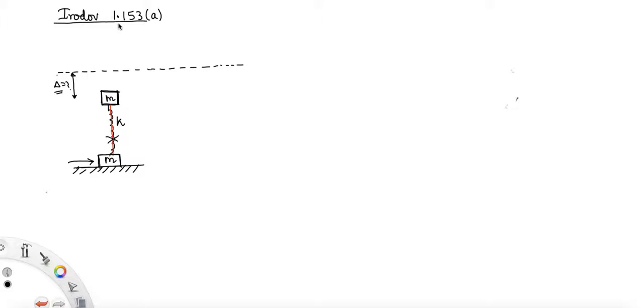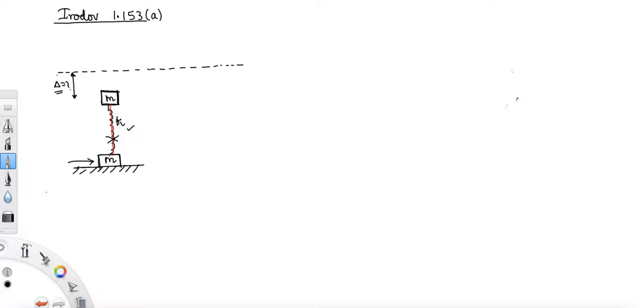This problem is from Irodov, problem number 1.153, part A. In this problem, two blocks of mass m are connected through a spring of spring constant k, and the upper block is compressed by delta. Now a thread is connected through the two blocks. The thread is snapped. We have to find the value of delta for which the lower block gets lifted up.